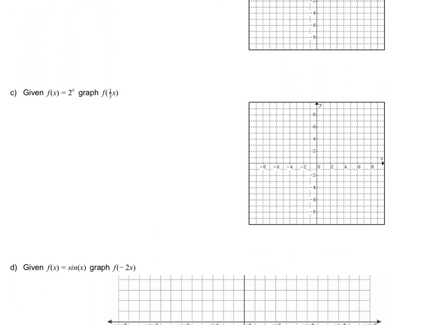So for c, we have the exponential function 2 to the power of x. I want you to pause the video, write the equation, write the transformation, draw your base function, and do the transformation you have to do. So pause the video, try it, then come back to check your work.